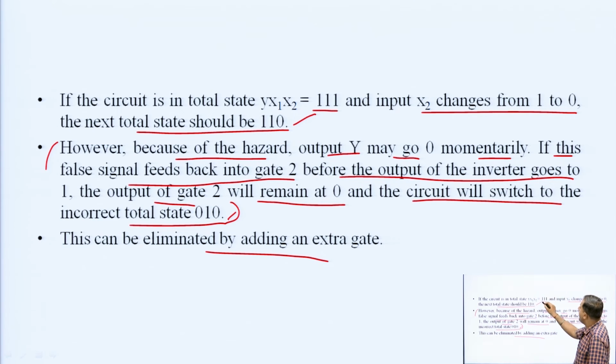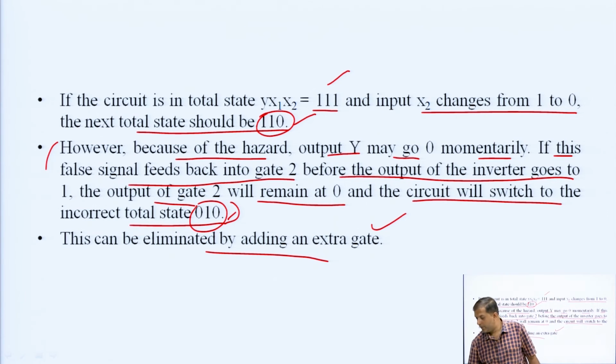The circuit total state y x1 x2 is 111, and previously also we changed x2 from 1 to 0. So, it should be 110, but due to the hazard it will go to 010. Okay, right. So, to eliminate this we have to include an extra gate.